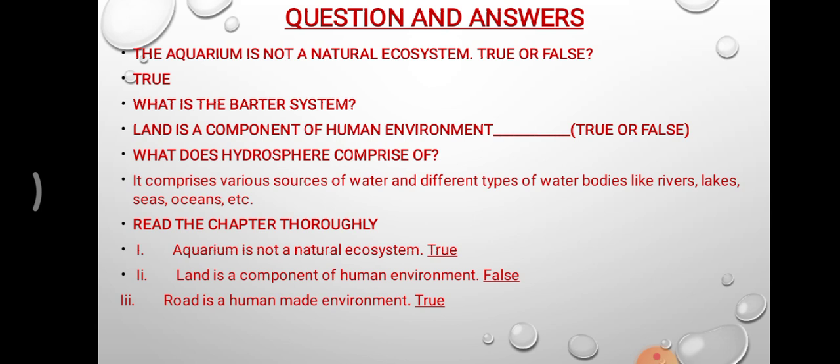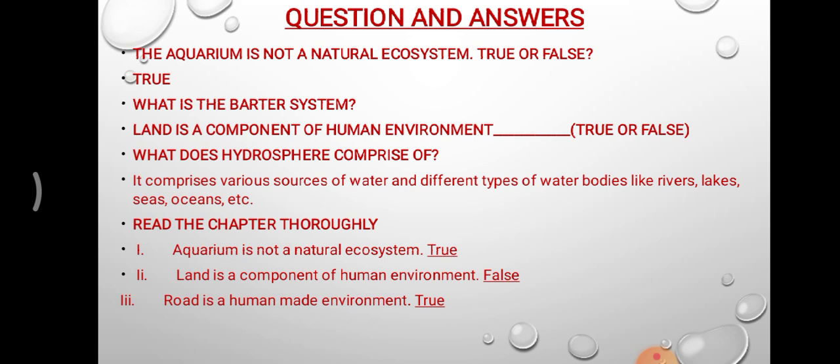Question and answer. Human development is not a natural ecosystem. True or false? True. What is the biotic system? Land is a component of human environment. True or false? What does hydrosphere comprise? It comprises various sources of water and different types of water bodies like rivers, lakes, seas, oceans.